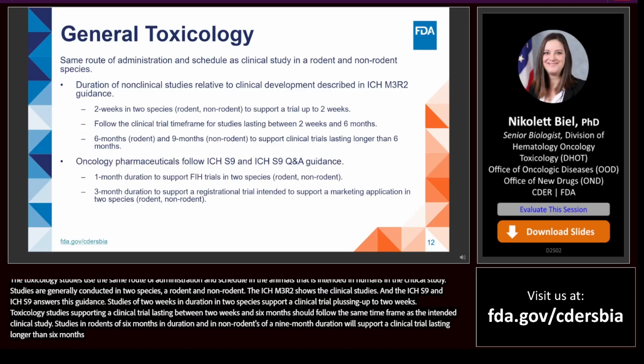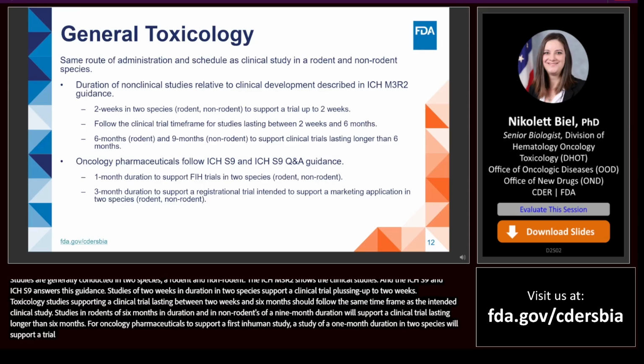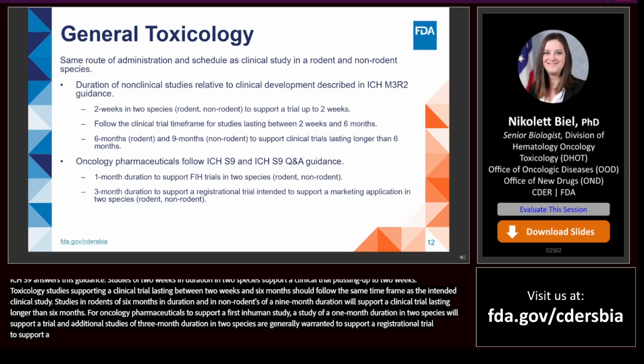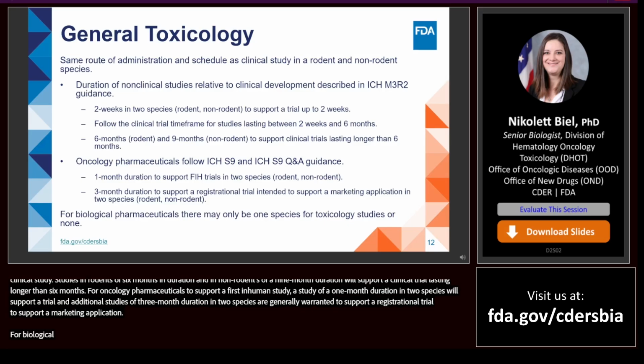For oncology pharmaceuticals to support a first-in-human trial, a study of 1-month duration in two species would support a trial, and additional studies of 3-month duration in two species are generally warranted to support a registrational trial intended to support a marketing application. For biological pharmaceuticals, there may only be one species for toxicology studies or none. I will discuss this in more detail on the next slide.